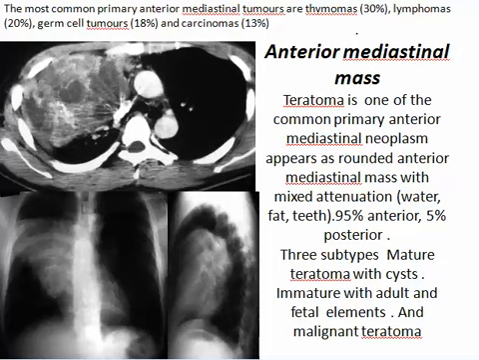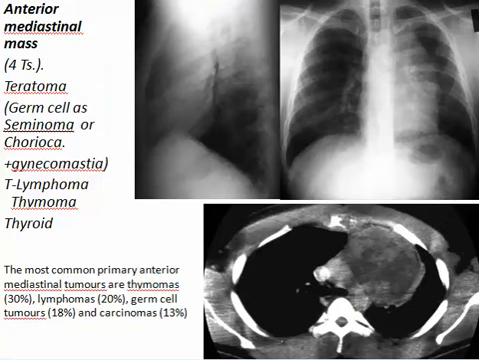First is thymoma, second is lymphoma, third is the germ cell tumor, and finally is carcinoma. Anterior mediastinal mass, again the 4 Ts, we know. Germ cell tumors include not only teratoma with its spectrum as the benign or the immature, but also you can include seminoma or choriocarcinoma deposits.